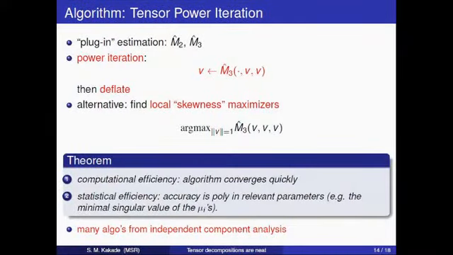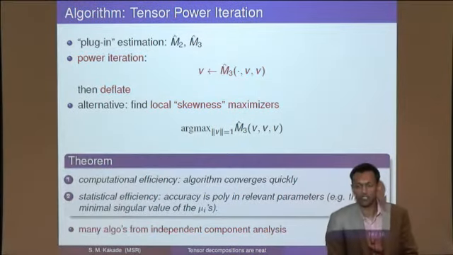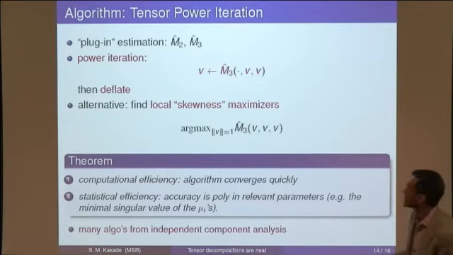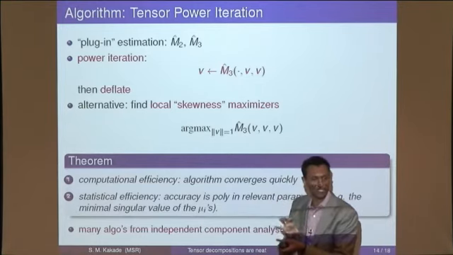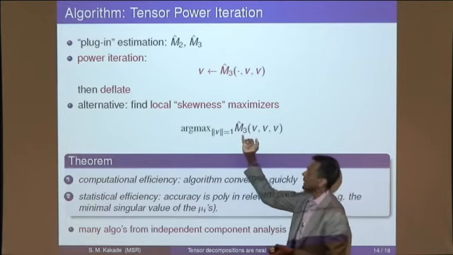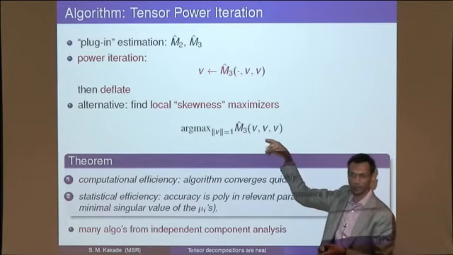A different way to view this, which I find interesting from a geometric perspective, is that we're basically maximizing skewness. You can view that eigenvector condition as almost like a subgradient condition, which says maximize M3 hitting it with v 3 times.